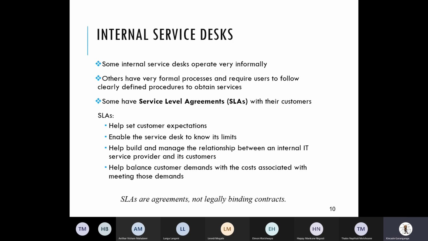And it also helps managing relationships between that internal desk I was talking about, or internal IT department or providers, as well as the actual customers there, and also looks at that particular balance, obviously, of demands with the costs associated with demand.